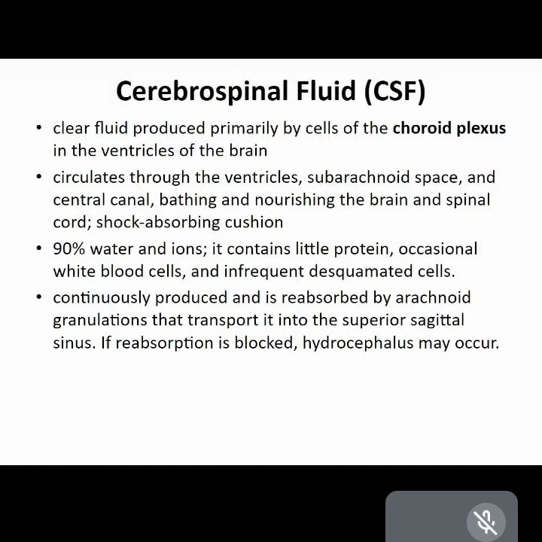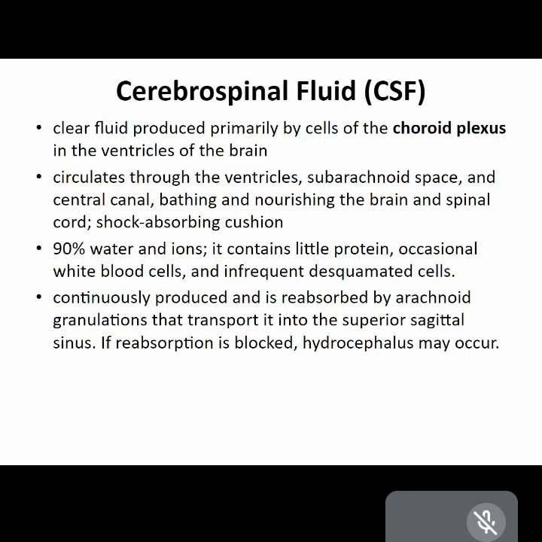CSF, cerebrospinal fluid. It is a clear fluid produced primarily by the cells of the choroid plexus in the ventricles of the brain. So remember that CSF is produced by the cells of the choroid plexus in the ventricles of the brain.